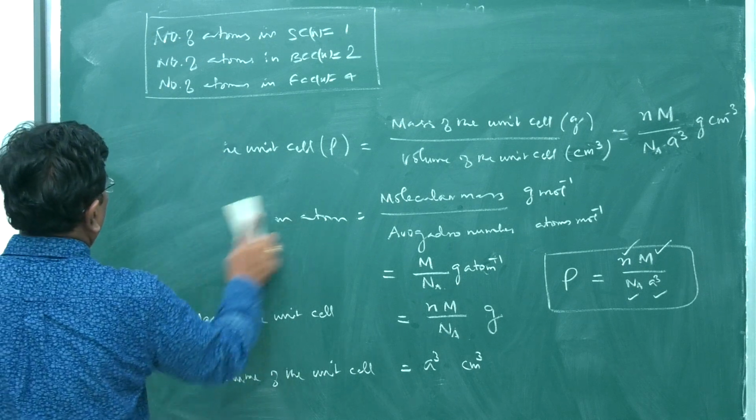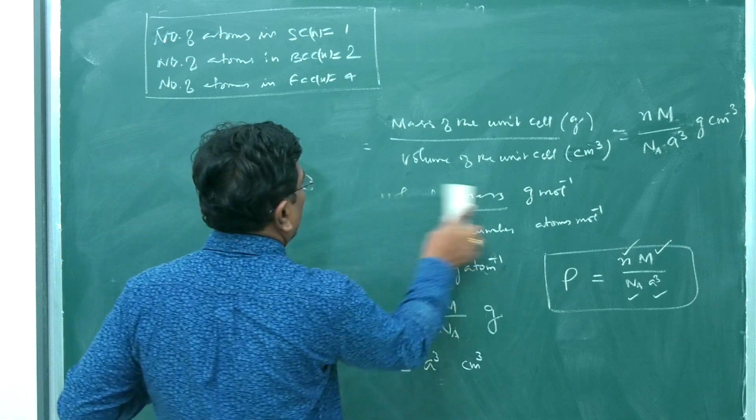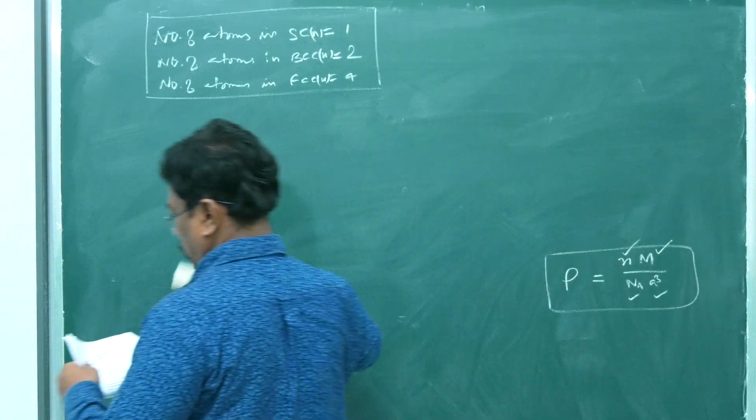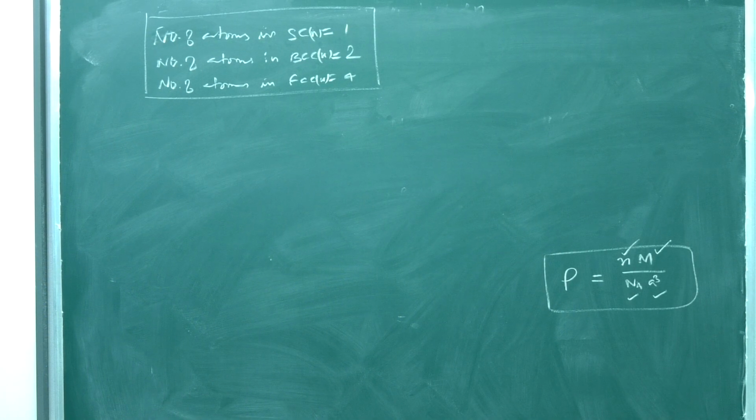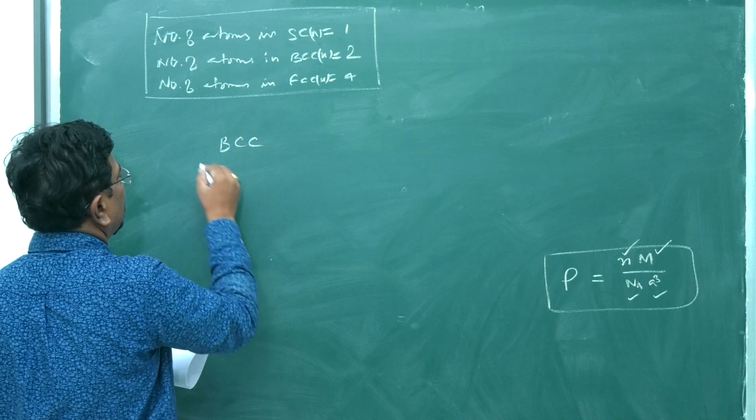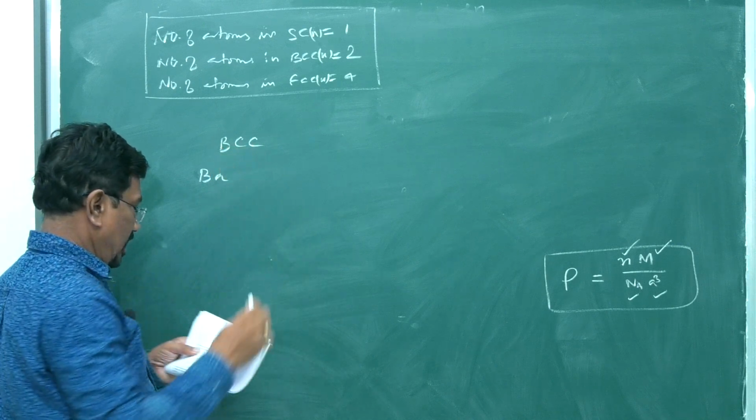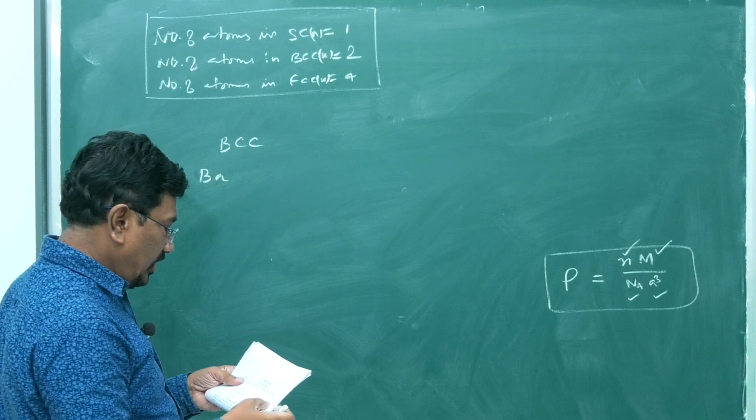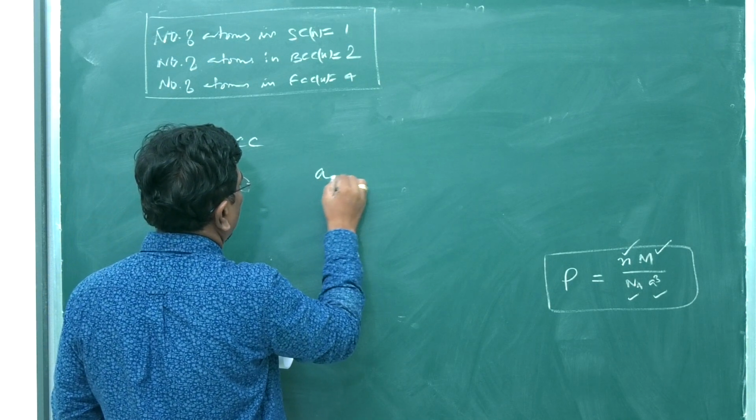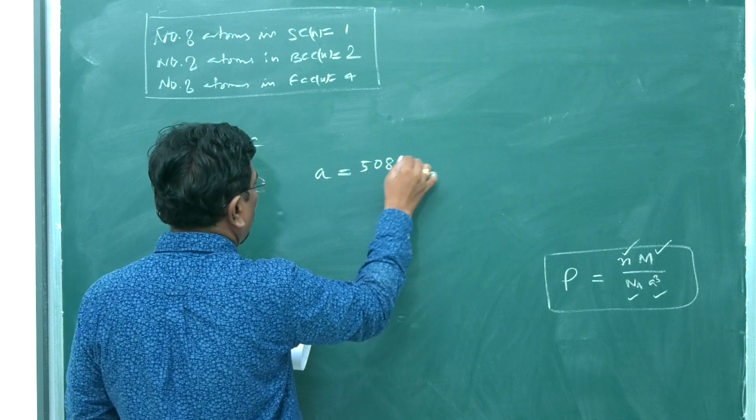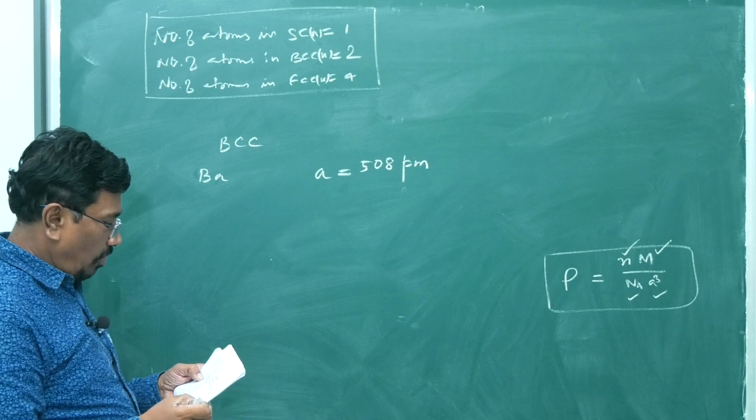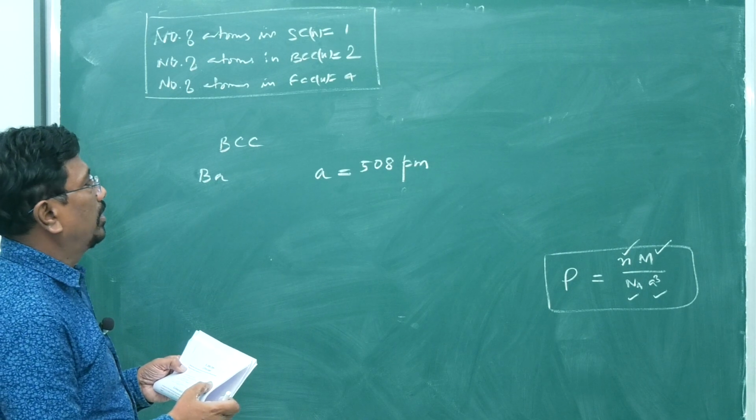It is a worked example given in the book. Let us go into that. Barium has a body-centered cubic unit cell, BCC. The edge length, A, is given as 508 picometer. What is the density of barium in gram per centimeter cube?